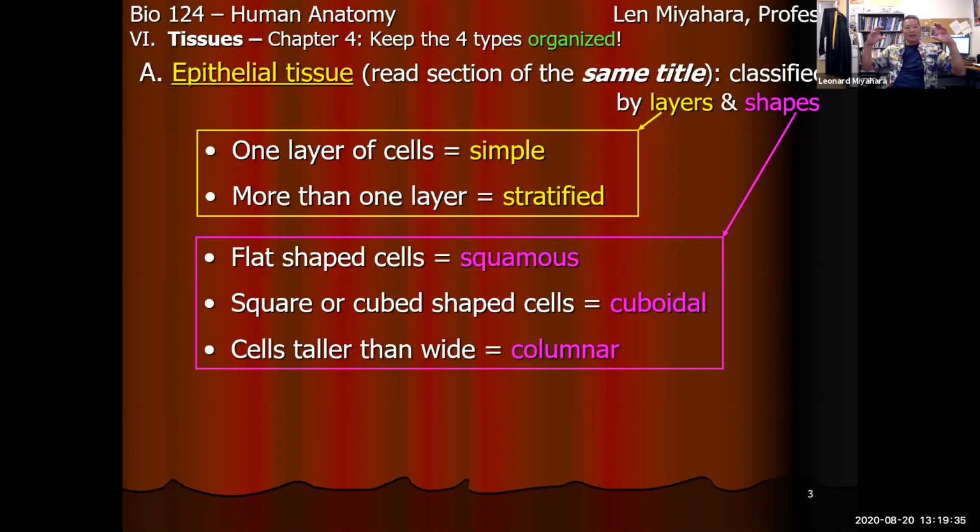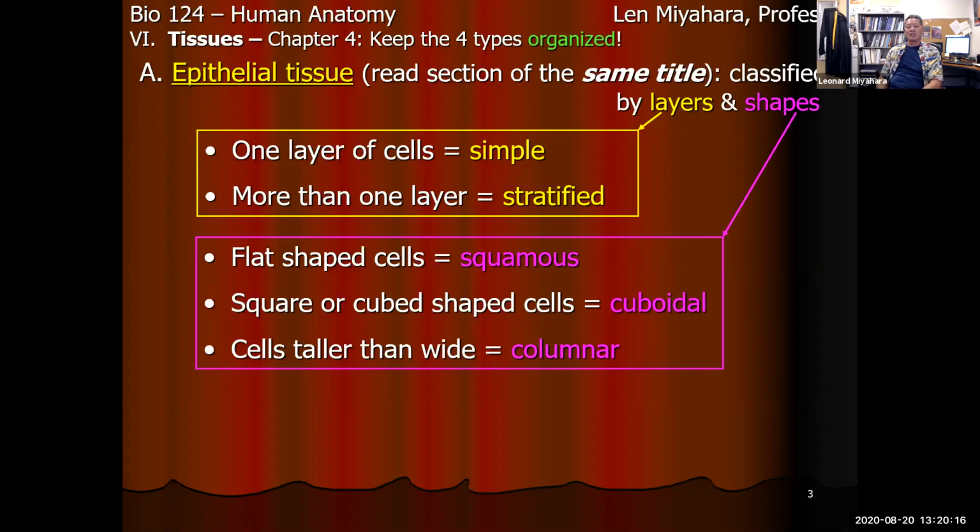If they're flat, wider than they are tall, it's called squamous. If they are about as tall as they are wide, it's called cuboidal, like a cube. It's not really cube shape, it's six-sided, hexagonal, but it's just as tall as it is wide, approximately. If it's off a little bit, don't get your underwear in a knot, it's still cuboidal. It's approximately as tall as it is wide. And then you have cells that are taller than they are wide, like a column, that's called columnar. That's the purple word.